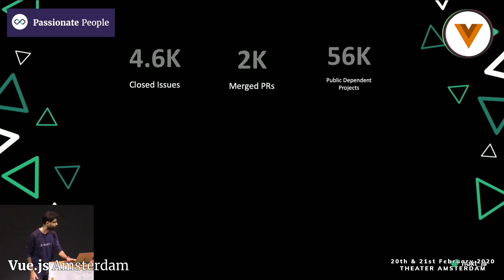We have more than 56K public dependent projects. We don't exactly know how many projects are using it. We discovered some huge companies are using Nuxt, like Fox News, which we just randomly discovered. And it's also really surprising for us.